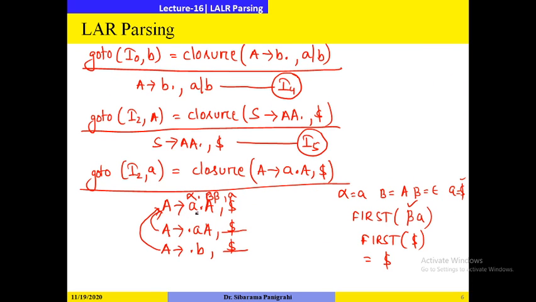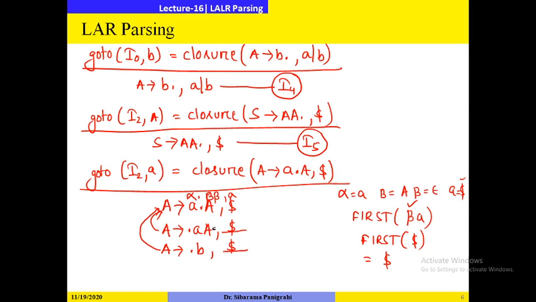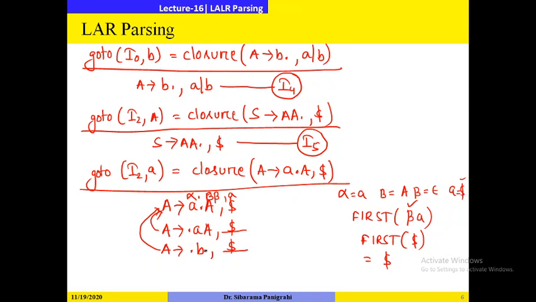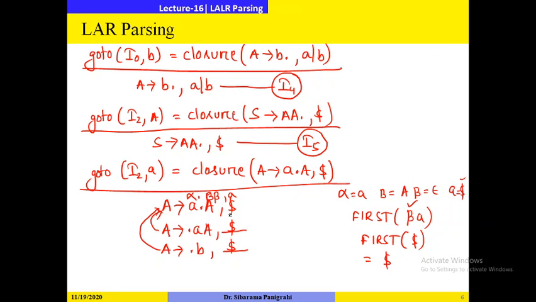Here also you see A gives to dot AA. A gives to dot AA. Here also you have A gives to dot AA. Here you see A gives to dot B. Here also you have A gives to dot B. But here you see the lookahead symbol is A or B, but here the lookahead symbol is dollar. So in CLR parsing, you will give it a new name, I6. But in LALR parsing, we will merge these two states, I3 and I6. That I will tell you.